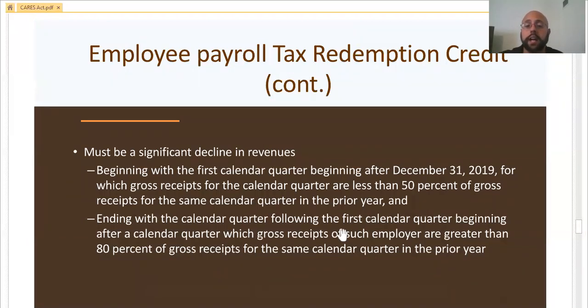So it must have declined by 50% beginning in the first quarter of this year compared to the first quarter of last year, or in the case of the end, and of course by the end, a 20% reduction, significantly, to show that there was a significant loss. All right, from year to year.